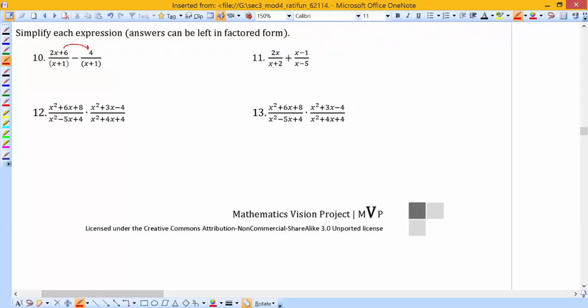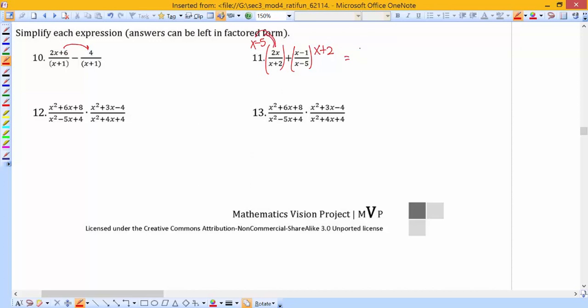So I have x plus 2 for one of my denominators and x minus 5 for the other. You multiply by the factor that is missing. So the left side is missing an x minus 5 and the right side is missing an x plus 2. So now I distribute.